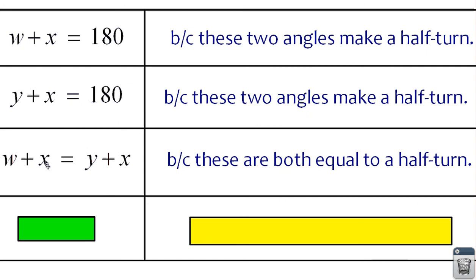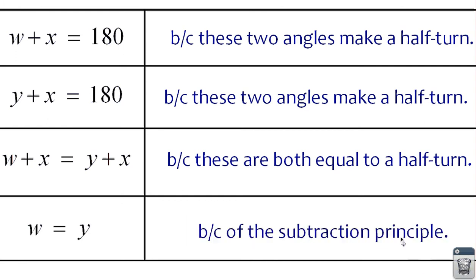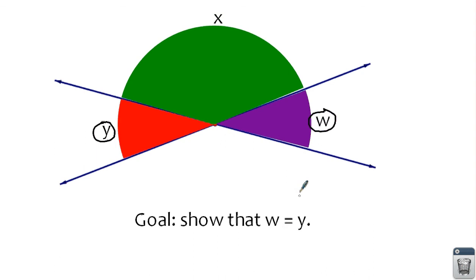Lastly, if we subtract X from the left side of the equation, we'd be left with W. If we subtract X from the right side of the equation, we'll be left with Y. And so W must be equal to Y. Right there, I've used the subtraction principle, which says if you subtract the same thing from both sides of an equation, then the results must be equal. Think of it as canceling the X's. And there we have it, W equals Y. That was our goal, to show that vertical angles are congruent, and we have done it.